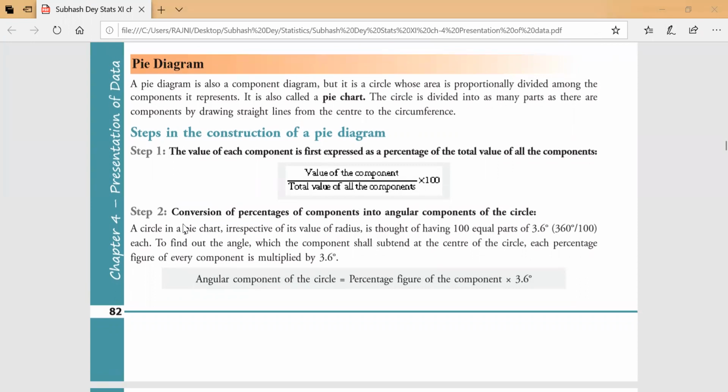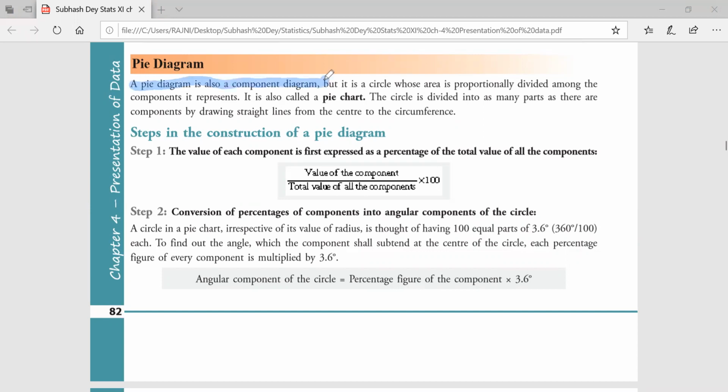Pie diagram is the second way to represent the data in the form of a diagram, as well as in the form of a geometric diagram. So now the question arises, what is the process to represent the data in the form of a pie diagram? The pie diagram is also known as the component diagram. Why is it known as the component pie diagram?